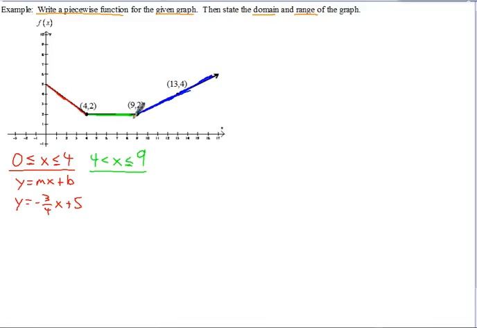And this is just a horizontal line. So this one's a lot easier to write the equation of. Notice the y-coordinate is always 2 on that line, hence the equation of a horizontal line, y equals 2.